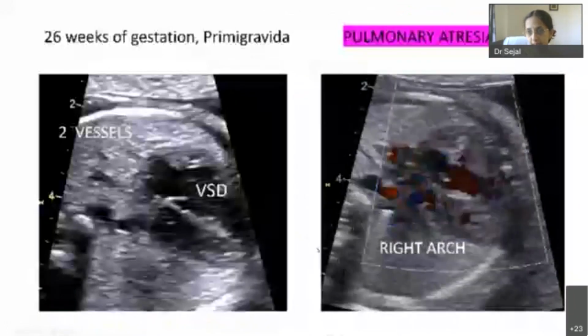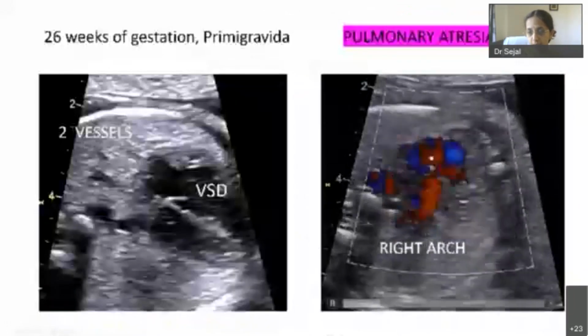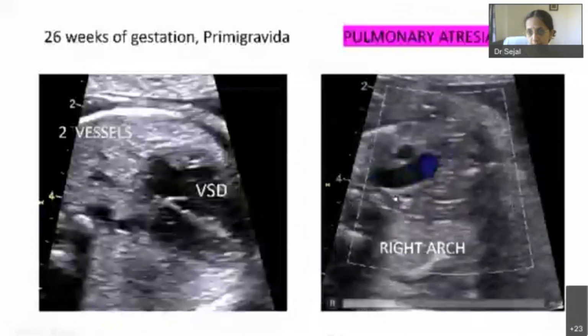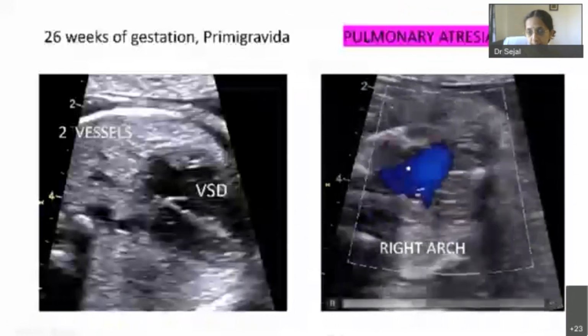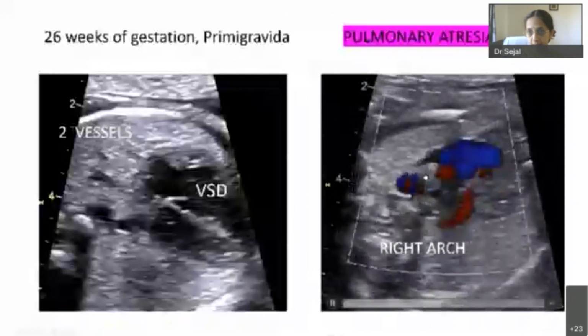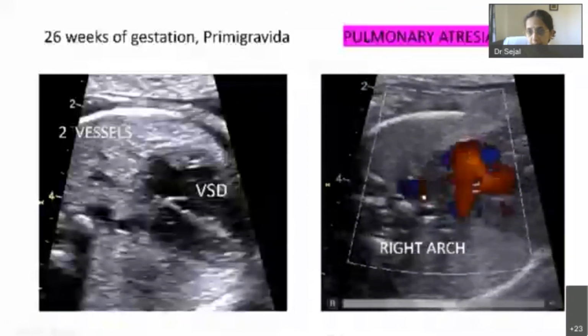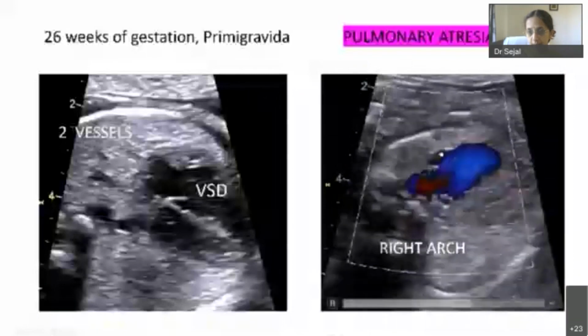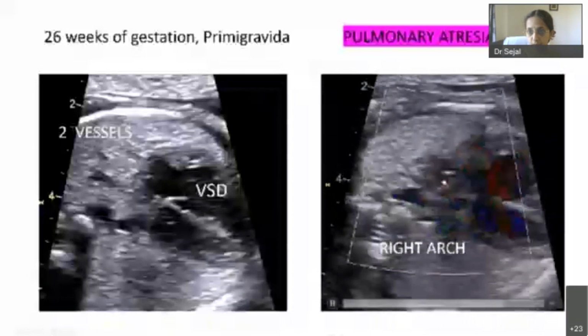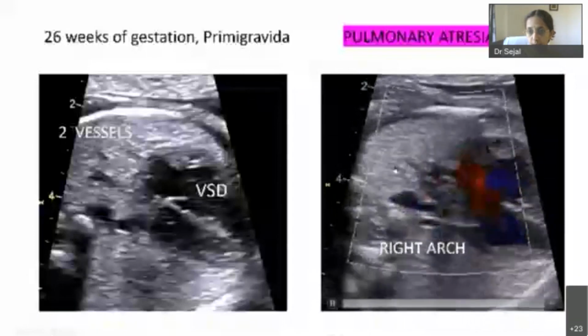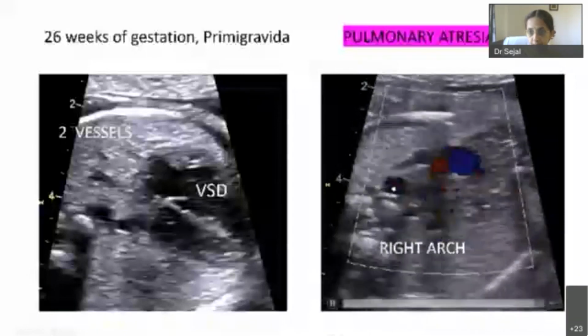This is a right arch. So this one, you can see here, this is the trachea. This is the right arch. This is the left ductal arch. So the aortic arch is actually going to the right and making a U here. This is what makes it a right arch.